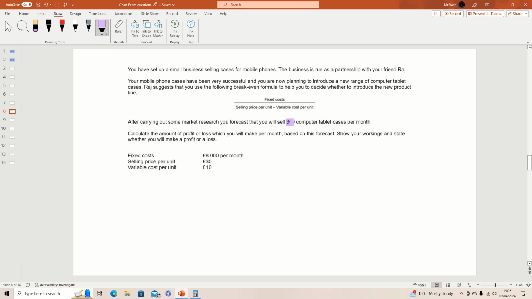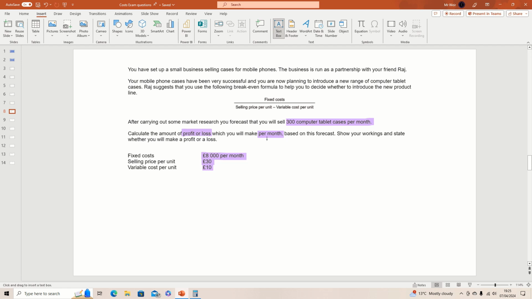It says 300 tablet cases per month. We're going to calculate the amount of profit or loss per month. And we're going to say whether we make a profit or loss. This time it's got fixed costs per month, selling price per unit, and variable cost per unit. So in order to work out profit or loss, we need to know what our variable costs are, and we need to know what our fixed costs are, and we need to know our total costs. So we're going to work all that out first.